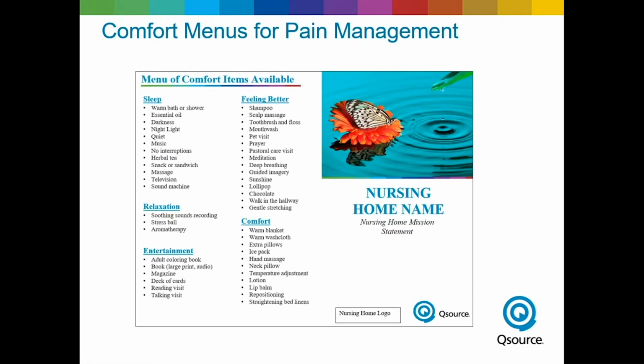This is an example of a comfort menu that we created in the first phase of this project and that we can create for your facility. In this example, the comfort menu was broken down into sections. So you can see there's a sleep section, entertainment, feeling better, and things like that. And a lot of these items you're already using or providing at your facility, but you just maybe haven't thought about putting them on a menu like this and providing it to your residents. So this is just an example of what yours could look like.